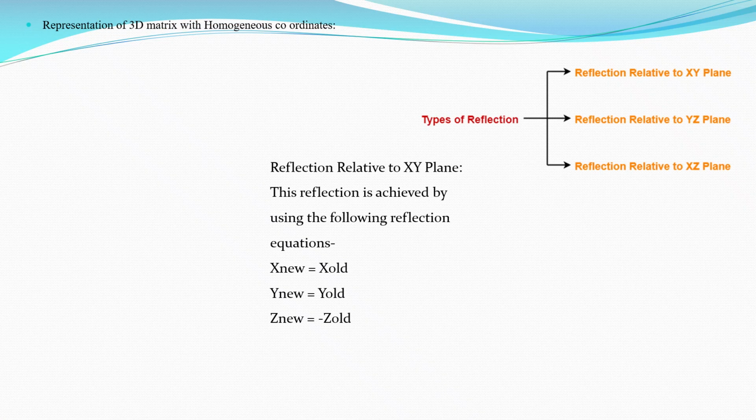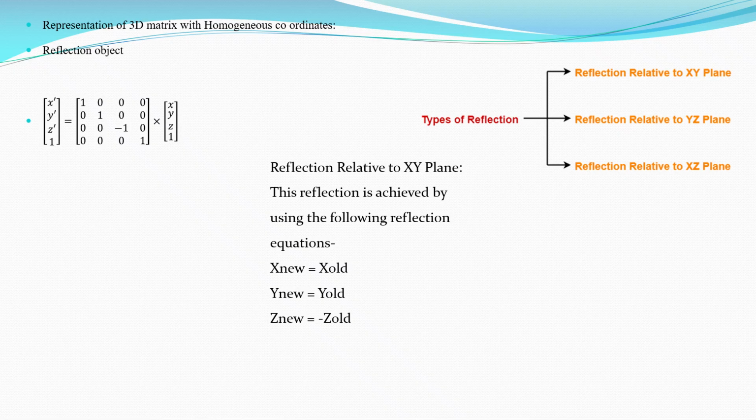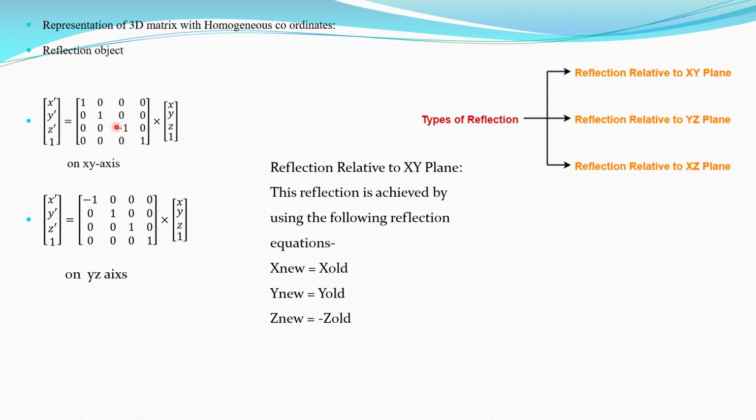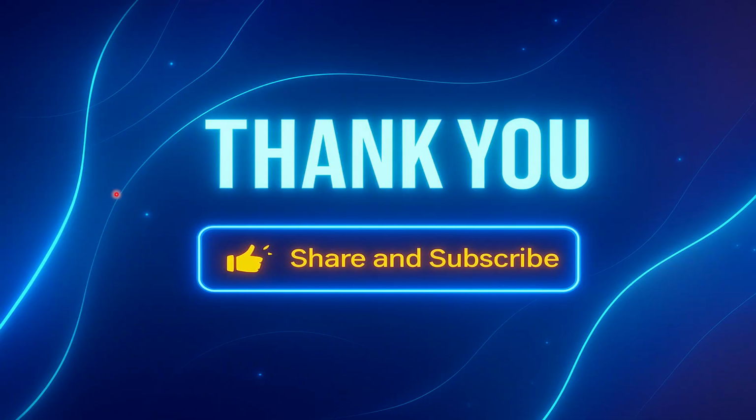Okay, and reflection will be in the xy, yz and zx planes. This is the xy plane, this is for the yz plane, and this is your zx plane. Whichever plane it is, for xy the z coordinate gets a negative value, for yz the x coordinate becomes negative, and for zx the y coordinate becomes negative, and the others are similar to the 2D case. Okay, I hope this is clear.